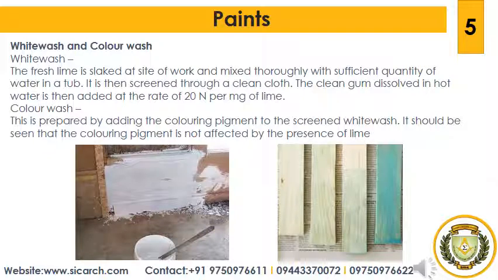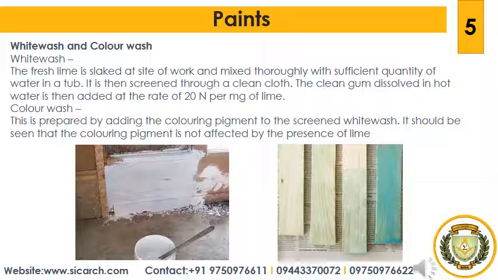So the first is whitewashing. The fresh lime is slaked at site of work and mixed thoroughly with sufficient quantity of water in a tub. It is then screened through a clean cloth. The clean gum, dissolved in hot water, is then added at the rate of 20 N per meter cube of lime. The rice may be used in place of gum.